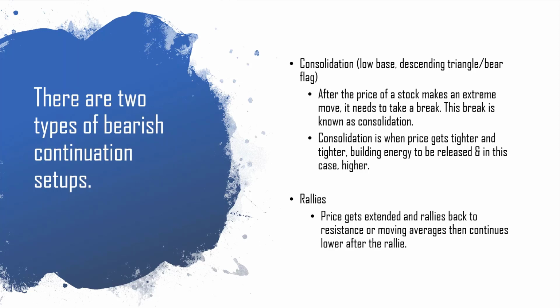And actually, I messed that up. That is supposed to say lower, not higher. But rallies are the same way. Price gets extended and then rallies back to resistance or moving averages that are acting as resistance, and then it continues lower.